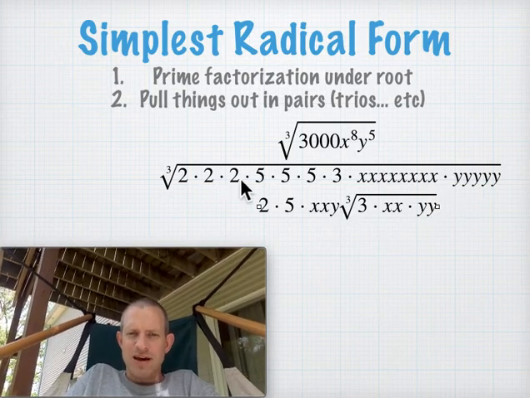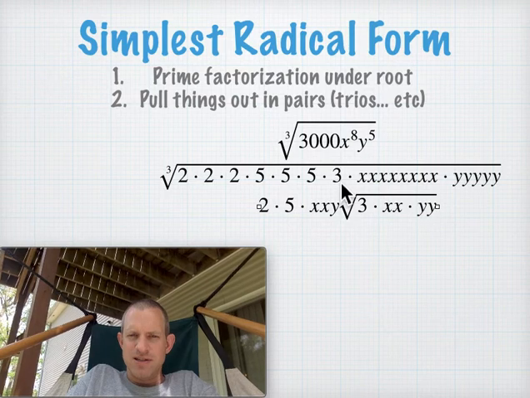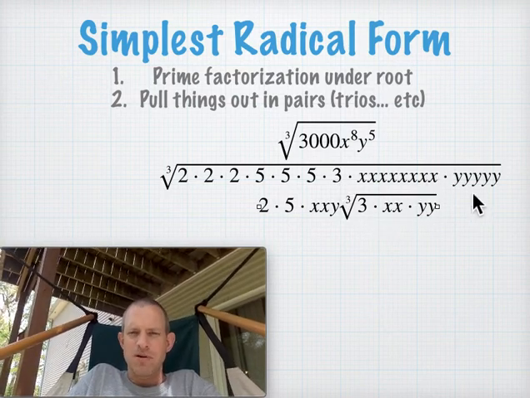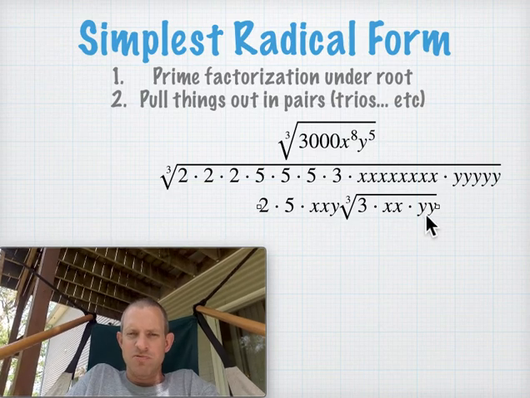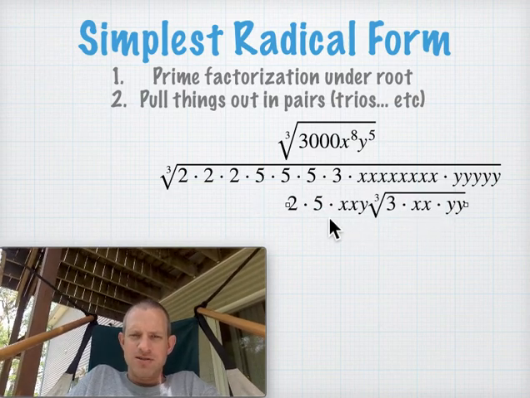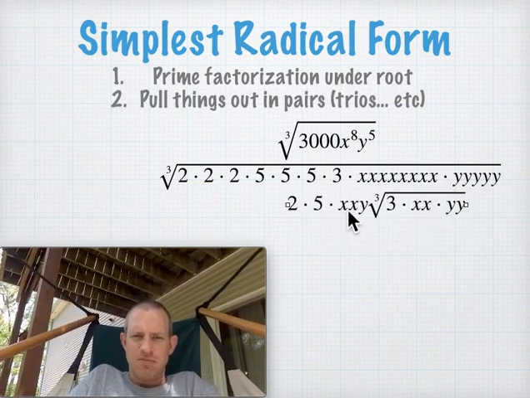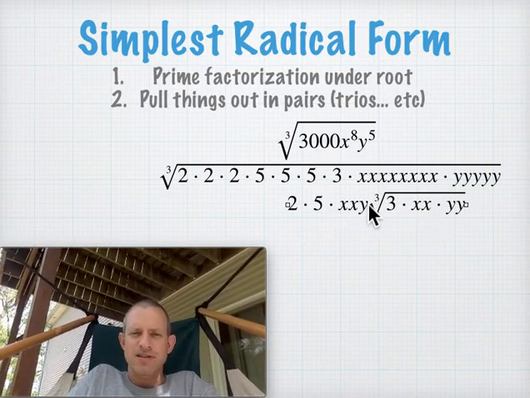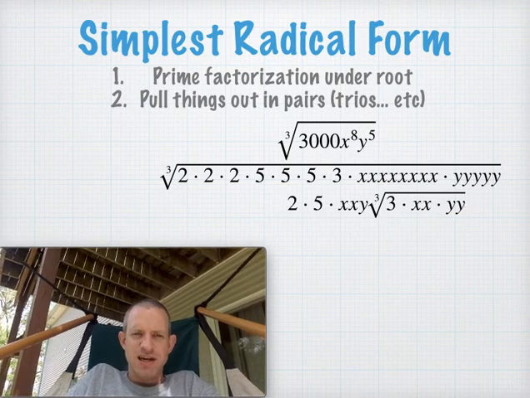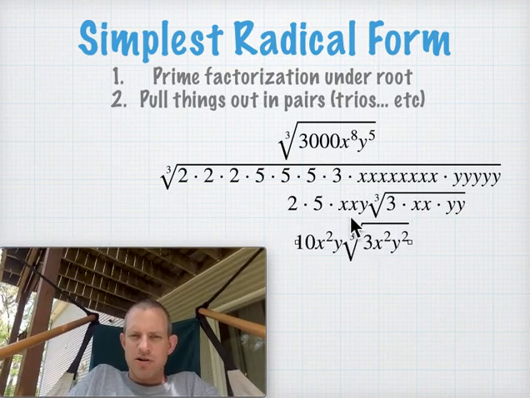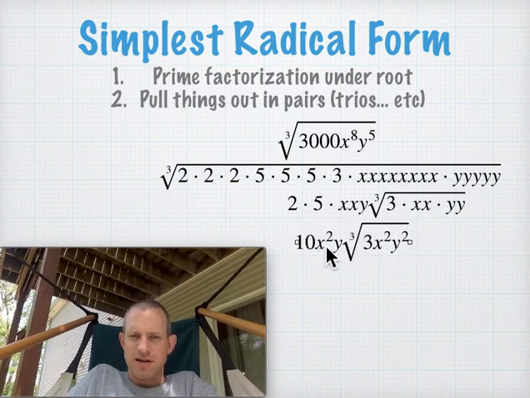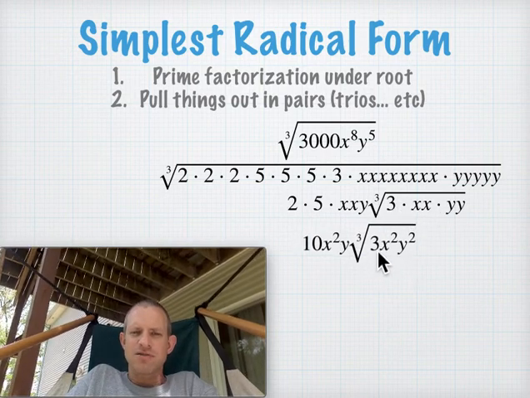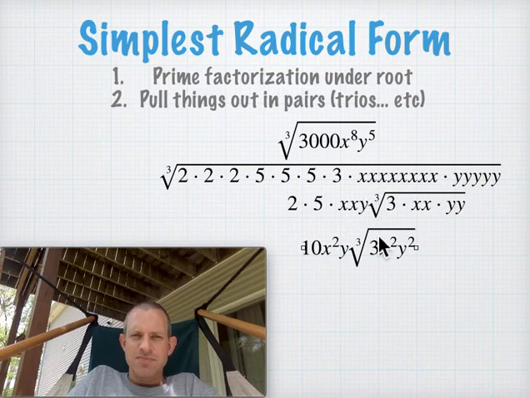And what was left under the radical is important. That's still a 3 underneath. There were 2 extra x's that couldn't be grouped up, and 2 extra y's that couldn't be grouped up. And the final answer then is to take everything on the outside and multiply it together, and take everything on the inside and multiply it together. And so that should be 10 x squared y on the outside, and 3 x squared y squared underneath the radical still. So that's simplest radical form.